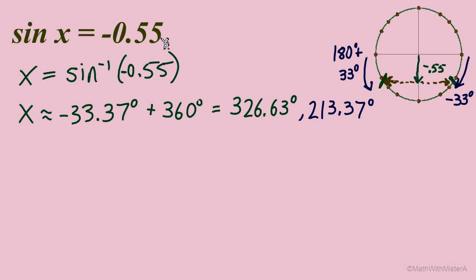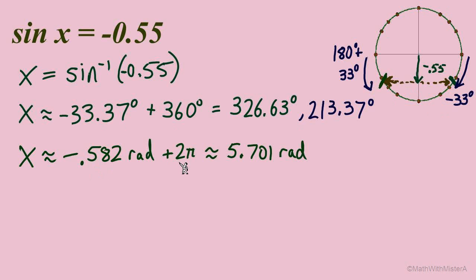If we're working the problem in radians, then our original calculation inverse sine of negative 0.55 will give us a negative radian measure, just like we got a negative degree measure. Let's quickly take care of that and say we can add a complete rotation to get us from negative into the positive. Add 2 pi, because we're in radians, we get to about 5.701 radians. That is our location here in quadrant 4.